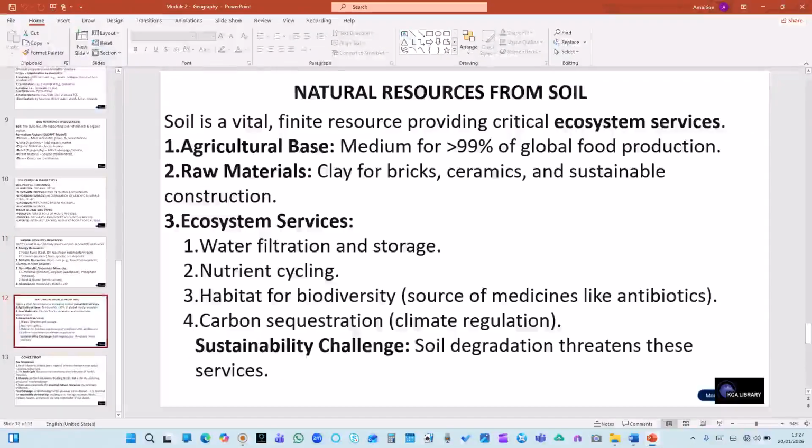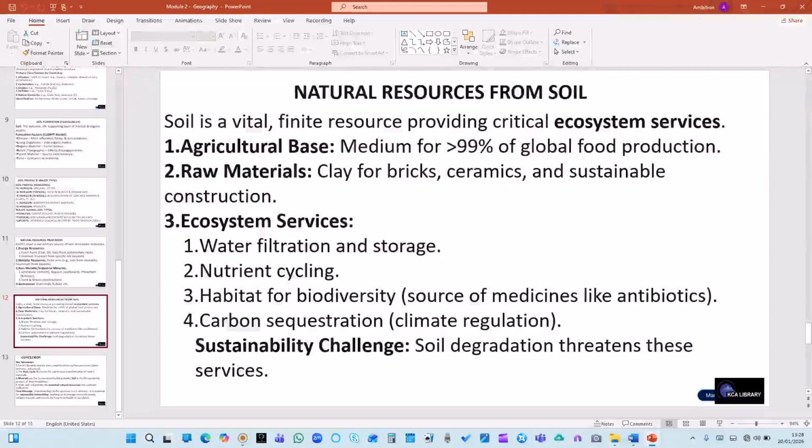Now let us look at natural resources from soil. Soil is a vital, finite resource providing critical ecosystem services. Natural resources from soil are classified according to their base. In the agricultural base, it is the medium for 99% of global food production. So agriculture provides 99% of food globally.